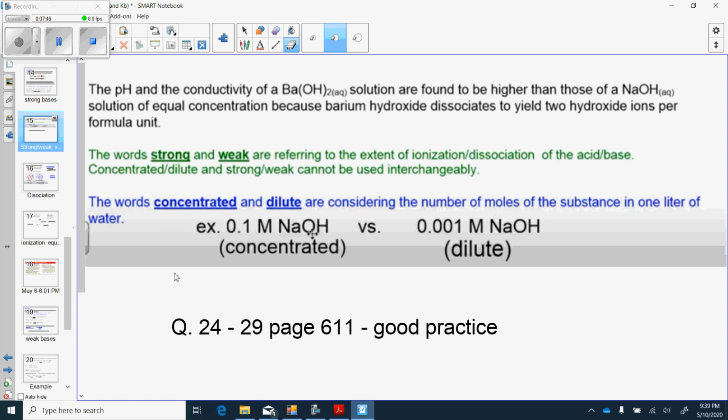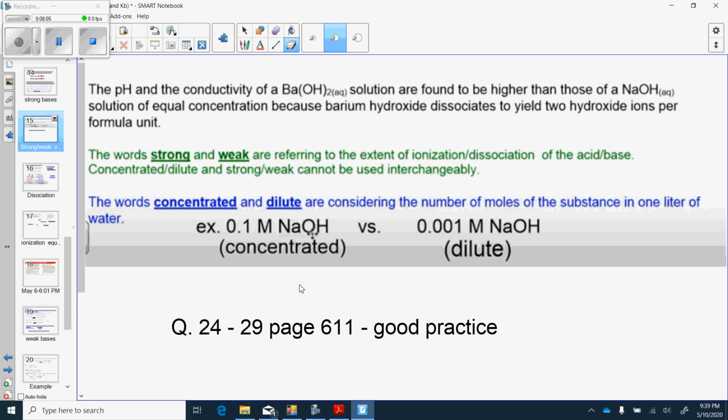Concentrated and dilute is different. Concentrated and dilute, it's all about how many moles are packed into 1 liter of water. So it's a measure of the moles of acid or base in 1 liter of water, as opposed to how well they're ionizing.